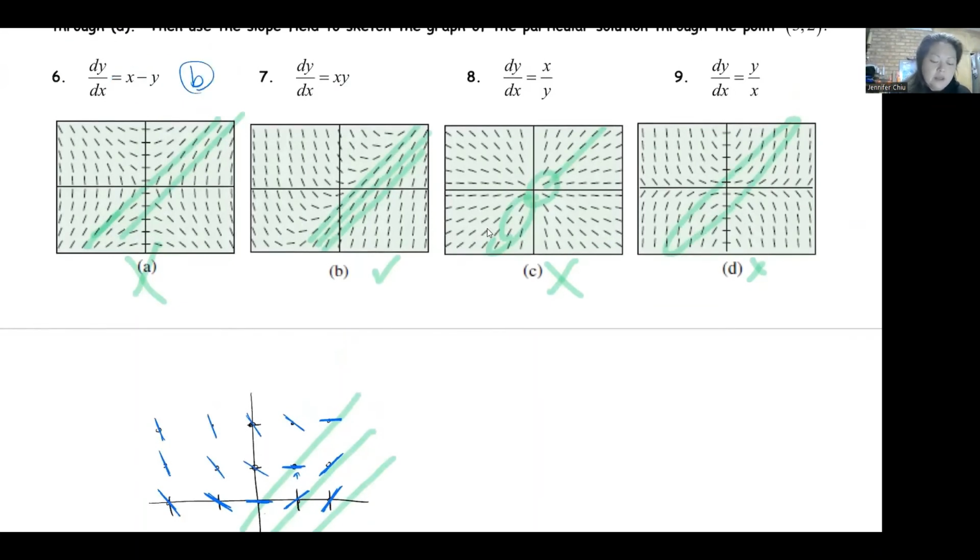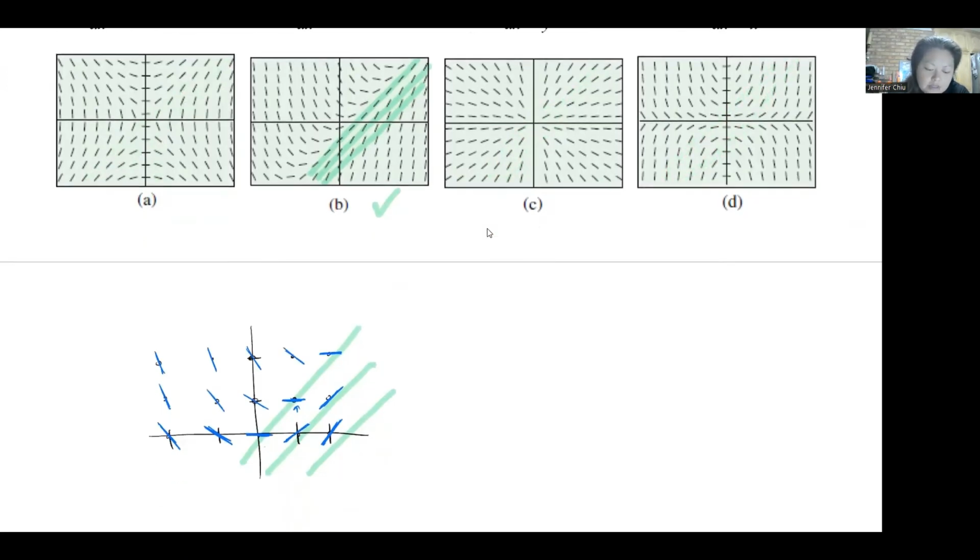Okay. And that's kind of how you do slope fields. There are other ways, of course. Some are a little bit quicker than others, right? So for example, I'm going to pick a different one, right?